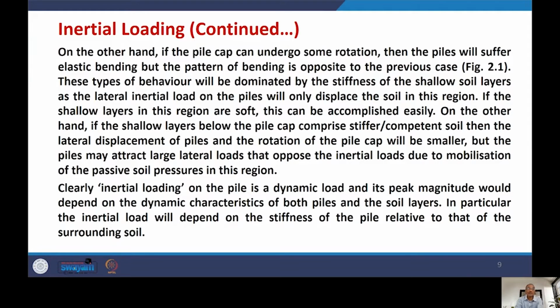The piles may attract large inertial loads, due to the mobilization of the passive soil. Hence, the inertial loading on the pile is a dynamic load. Peak magnitude depends on the dynamic characteristics of the piles. In particular, the inertial load will depend on the stiffness of the pile relative to that of the soil. Naturally, what is the stiffness of the soil compared to the pile, or vice versa?